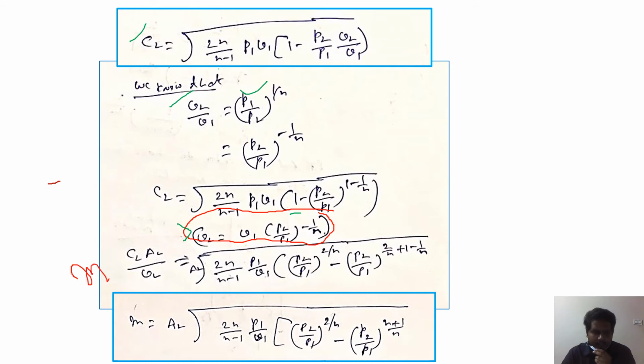Now I am going to write mass flow rate m equals C2 A2 divided by V2 equals A2 into, in place of C2 we have to write this equation: 2n by n minus 1, and also in the denominator V2 is there, but V2 is V1 into (P2 by P1) whole power minus 1 by n. If we send this total term inside the root, the final equation would be this one.